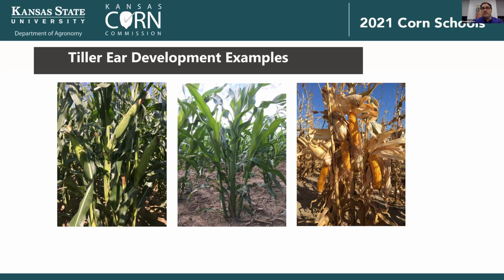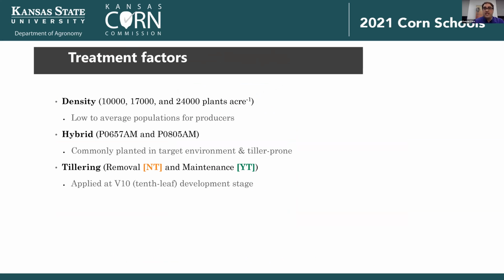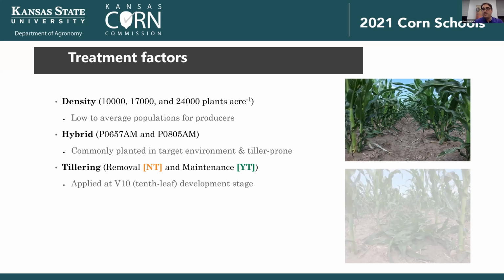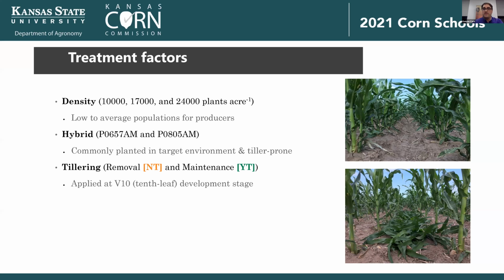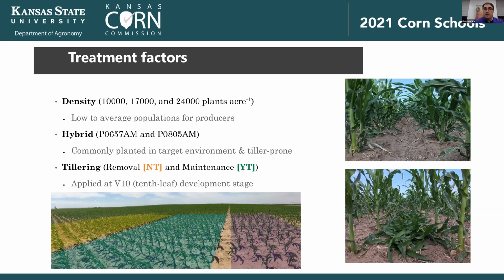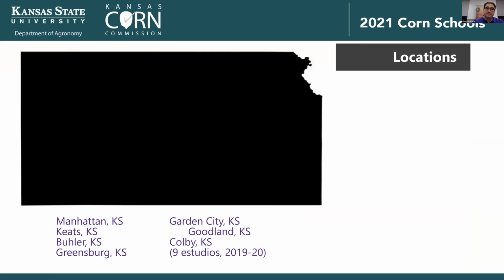Here you will see multiple plants with tillers. And even if you look at this plant, look at the ears from the tillers, we have seen situations that are completely insane in terms of how productive those tillers can be, okay? So let me go immediately to the situation. What we are looking at in this project is 3 different densities, 10, 17, and 24,000 plants per acre, 2 hybrids. And in some of these studies, we are removing the tillers early in the season at V10, or not removing those tillers.